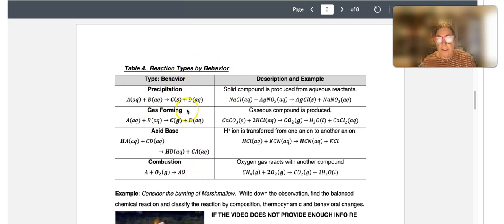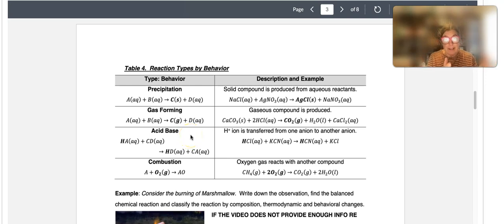So we have 4 listed here: precipitation, gas forming, acid base, or combustion. Combustion is burning. You'll see something burn. It'll be pretty obvious, but the technical definition is it combines with oxygen to make something new. And a common one is when you're burning a gas at a Bunsen burner, the methane combines with the oxygen, it burns, there's a flame, there's a lot of heat given off, and the methane and the oxygen turn into carbon dioxide and water.